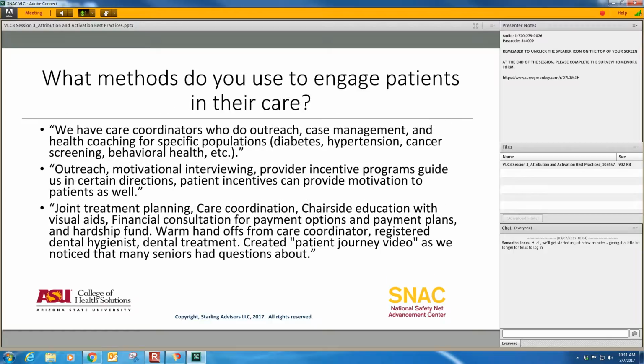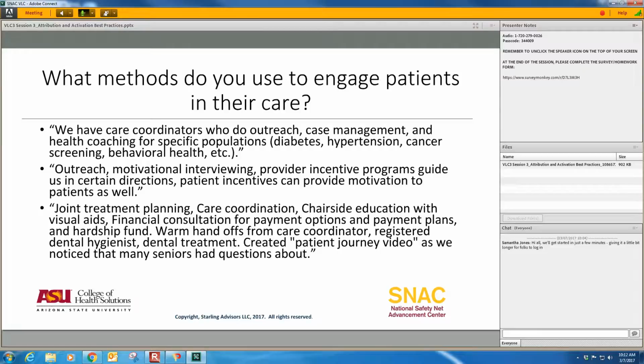And then our final topic in this session, we're talking about both attribution and patient engagement. So what methods do you use to engage patients in their care? So we have folks in the VLC that use care coordinators to do outreach, case management, health coaching, targeting particular populations. Other folks just generally use outreach, motivational interviewing, and they just guide their approach based on what their payer incentive programs look like.